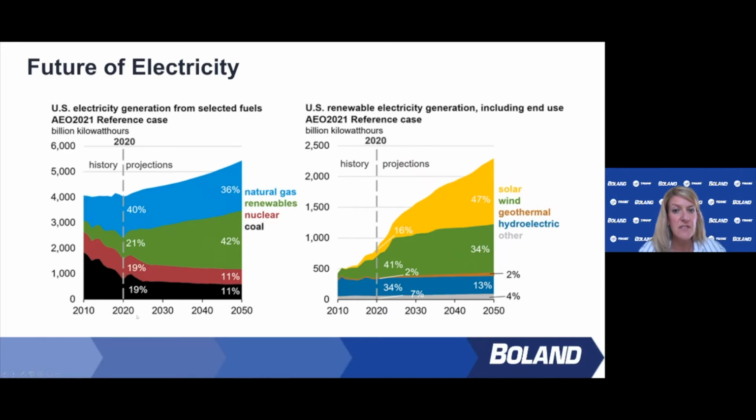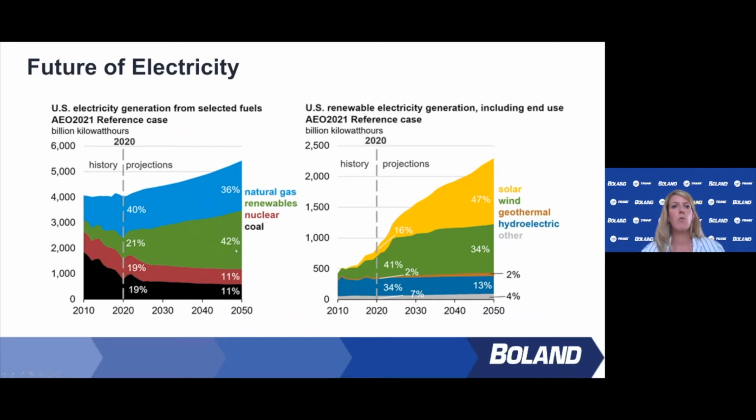Again, this is a fuel mix. So you see the legend over there. We've got natural gas in blue, renewables in green, red for nuclear, and black for coal. So you can see that that's our current mix. And where our line is for 2020, right now we're at 19% coal, 19% nuclear, 21% renewables, 40% gas. So if you extend that out to 2050, you notice that those percentages change pretty dramatically for all of the mixes, but specifically for renewables.